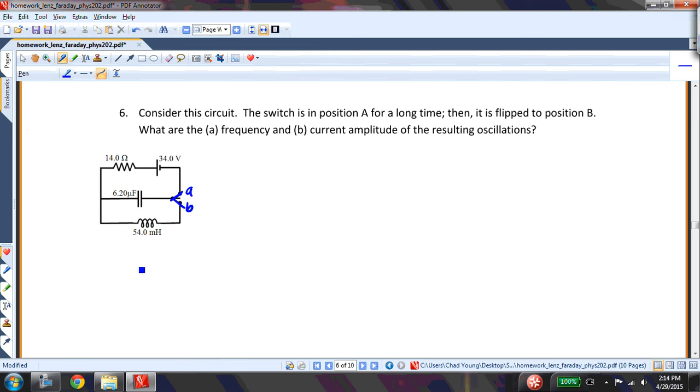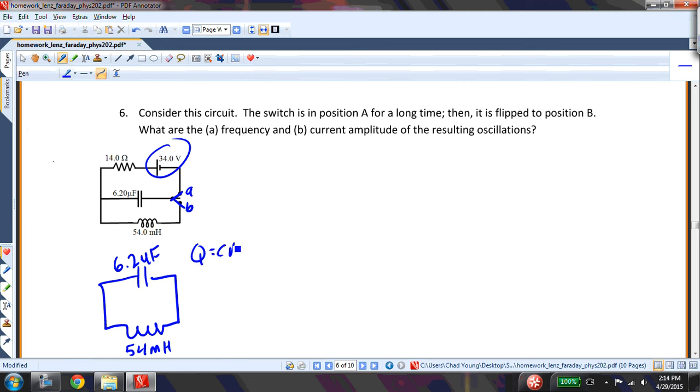So what we have here really is a 6.2 microfarad capacitor and a 54 millihenry inductor, where the 6.2 microfarad capacitor is fully charged by a 34-volt battery. All right, so this is 54 millihenries, and the total charge on this capacitor we can find by the capacitance times the voltage. So Q is equal to CV. This is Q max. That's going to be 6.2 microfarads times my voltage, which is 34 volts. That's 211 microcoulombs. So that's my maximum charge.